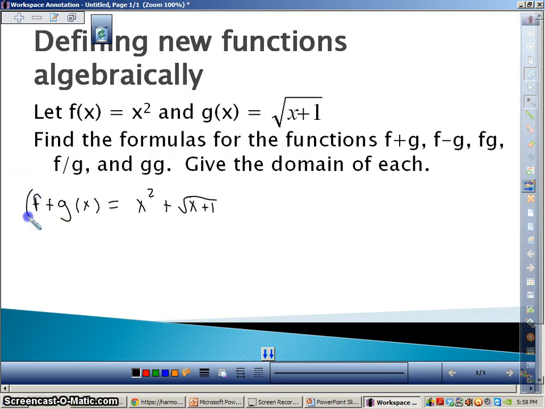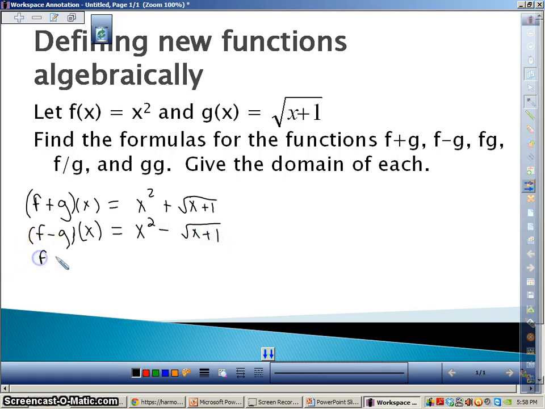And then it asks us to find the difference. So f minus g of x. This time we have to start with f for sure because we're subtracting g from it. So we're going to take x squared minus the square root of x plus 1.